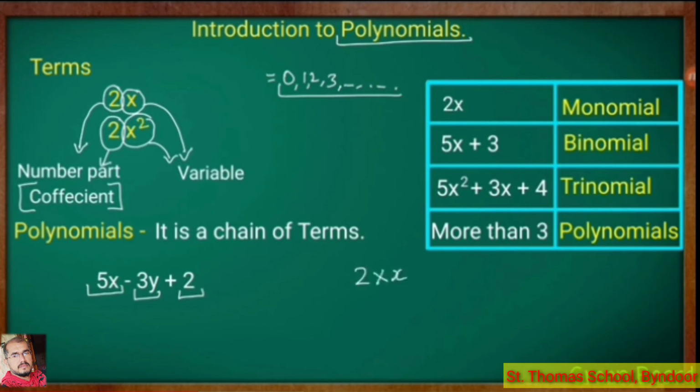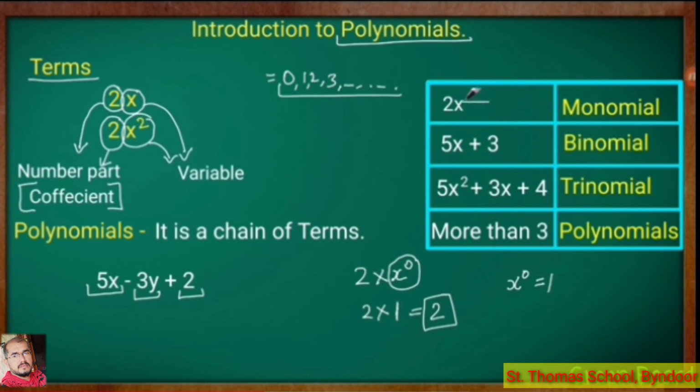How are we getting that constant term? Let us see. We can write 2 into x to the power of 0. In the earlier classes, you know from exponents that x to the power of 0 is 1. So 2 into 1 equals 2. That 2 we write in the last place. So 5x minus 3y plus 2 is one of the polynomials, meaning it is a chain of terms or a group of terms.